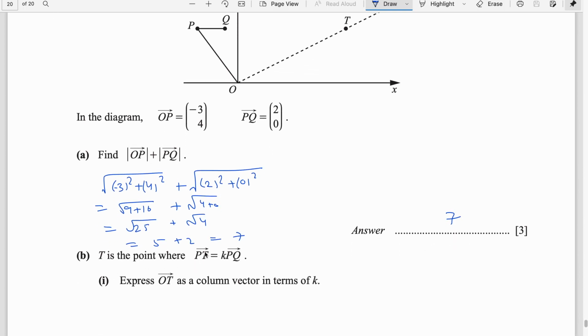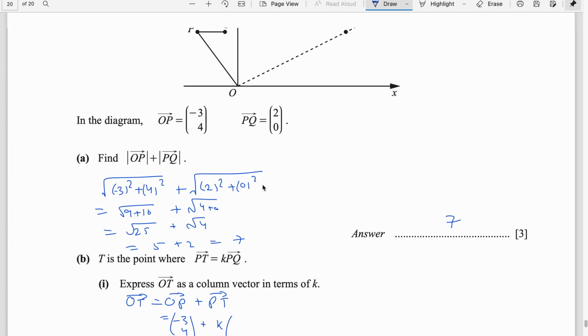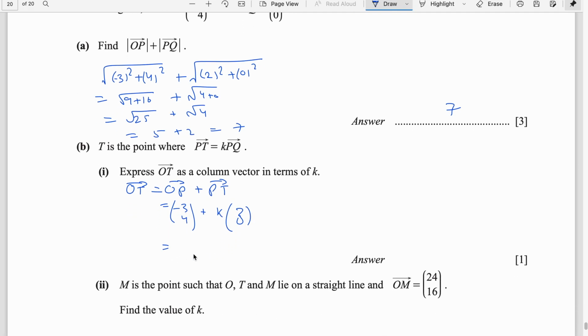T is the point where PT is equal to k PQ. Express OT as a column vector in terms of k. So OT is OP plus PT. OP is (-3, 4), where PT is k times PQ. So k times PQ, PQ is (2, 0). Simplifying, which gives us (-3 plus 2k, 4).